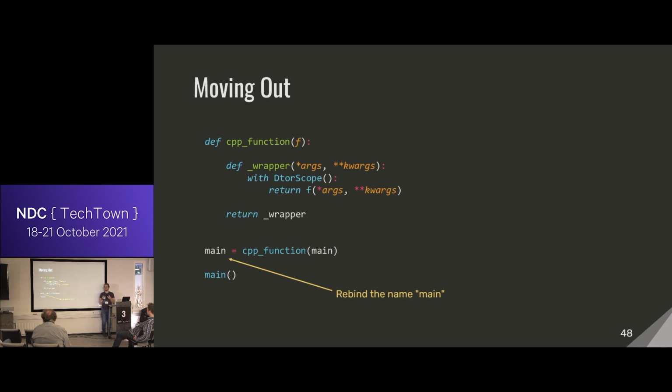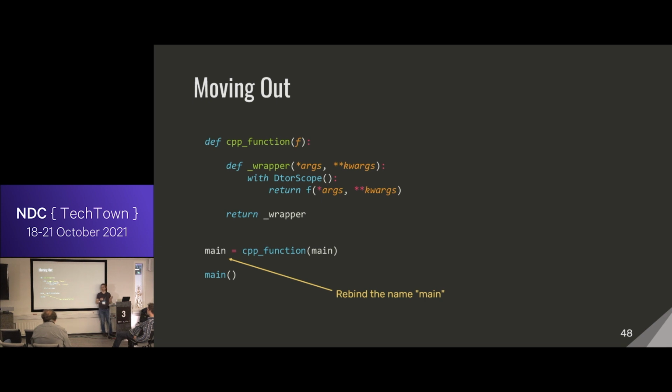And then, since Python is a dynamic language after all, and we can rebind names to whatever we want, we can rebind the name main to the new scoped version of the function. And now if we call main, it creates the scope and calls the original main we defined.